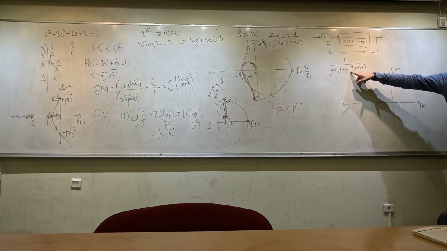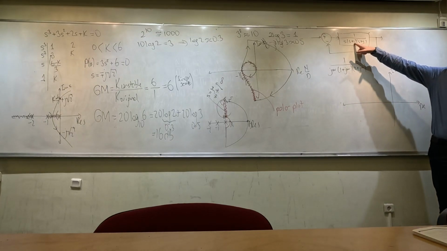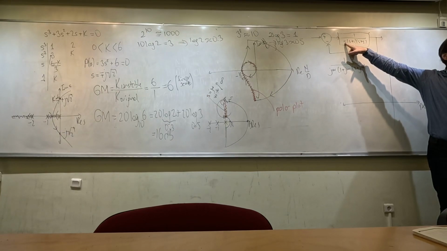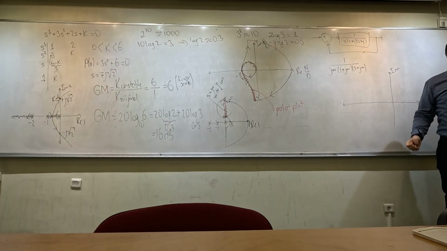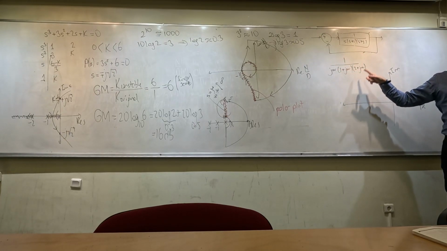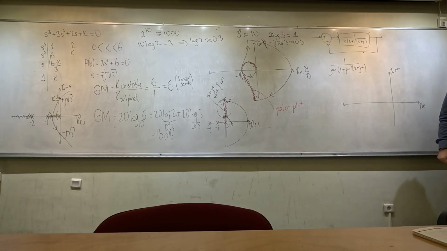Now, if you look at this quantity, what happens to the magnitude as omega goes to 0? It blows up, it goes to infinity. If you look at this, as s goes to 0, because there is a pole at s equals 0, the magnitude diverges to infinity. What happens to the phase of this quantity as omega goes to 0?